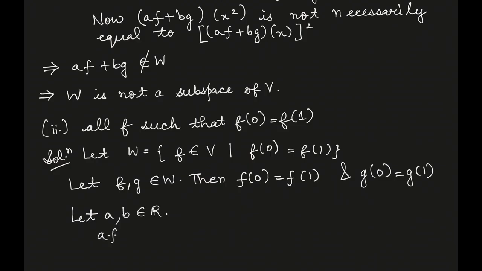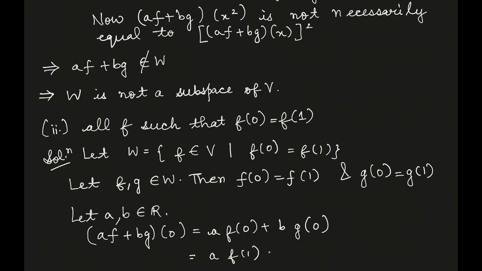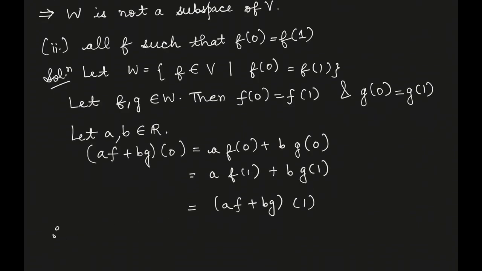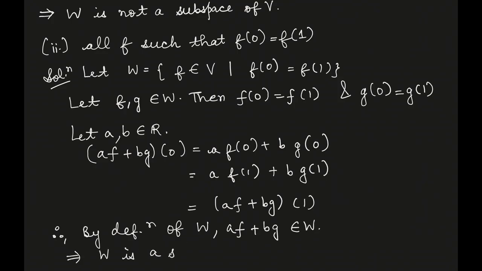So (af plus bg)(0) is equal to af(0) plus bg(0), and f(0) is equal to f(1) plus bg(1). So it can be written like this: (af plus bg)(1). Given condition is satisfied. Therefore, by definition of W, af plus bg belongs to W. This means W is a subspace of V.